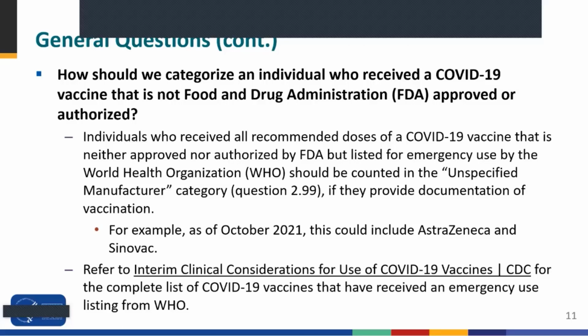In these cases, individuals who received all recommended doses of the COVID-19 vaccine that is neither approved nor authorized by FDA, but listed for emergency use by the World Health Organization, should be counted in the unspecified manufacturer category, or question 2.99, if they provide documentation of vaccination. Please refer to the CDC guidelines listed on the slide for the complete list of COVID-19 vaccines that have received an emergency use listing from WHO.